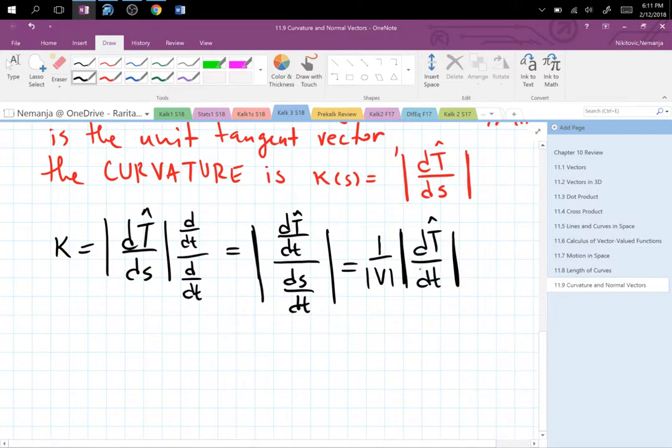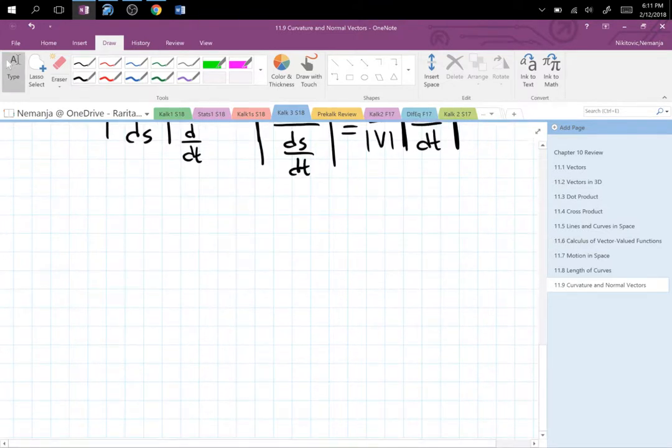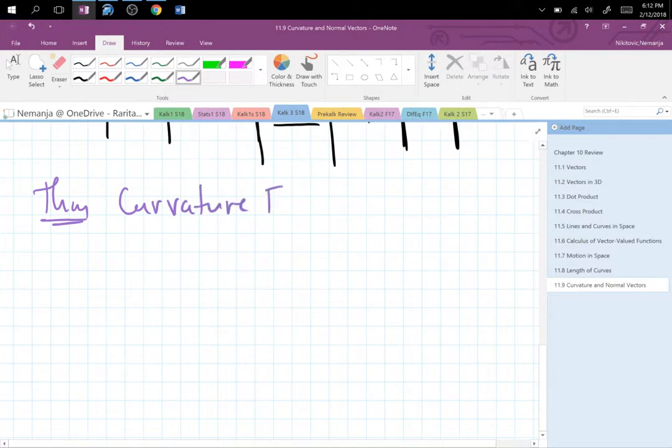So what is the actual formula? Now we know that this is velocity, this is r prime. So I'm going to write this as a formula because you guys are going to use it. This is a theorem. The proof was given up there. So, curvature formula.